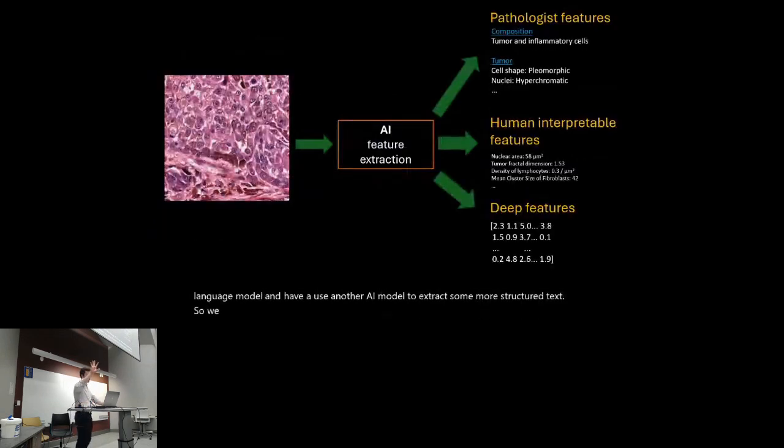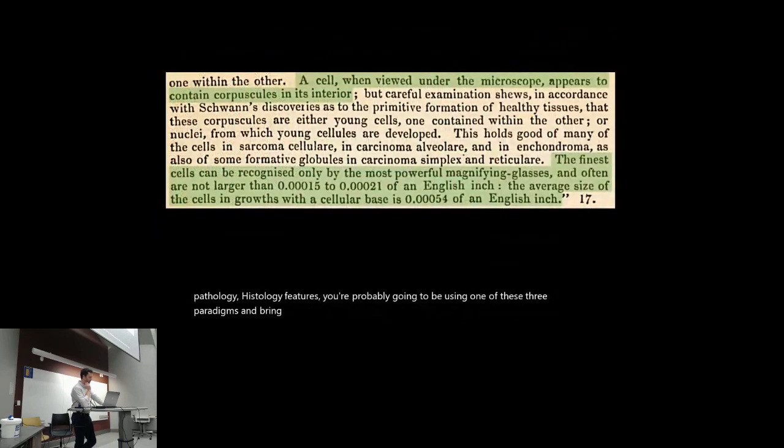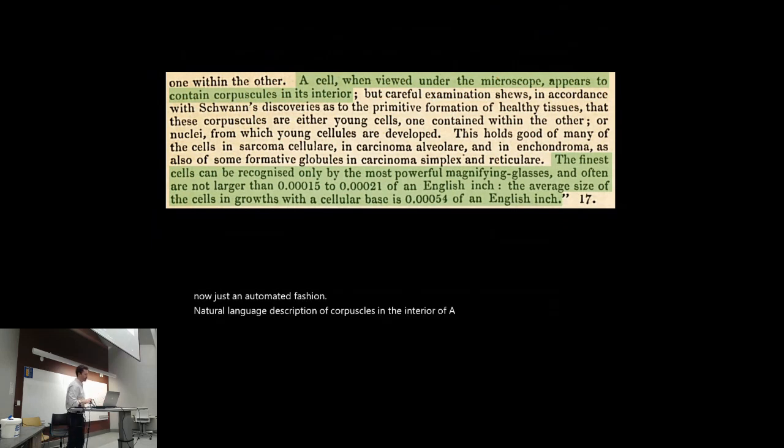So we have our pathologist-based features that we're coming to the forefront now. We've got our human interpretable features and our deep features. And really, if you want to extract histology features, you're probably going to be using one of these three paradigms. And bring it full circle, going back to the very first descriptions of cancer cells, we have these very, very old histology features, which is what we're reinventing now, just in automated fashion. A natural language description of corpuscles in the interior of a cell or some measurements of the size.